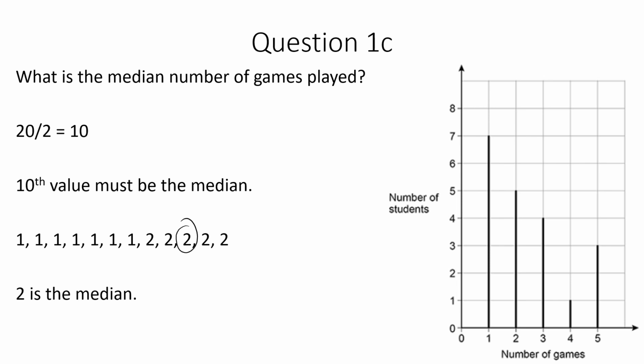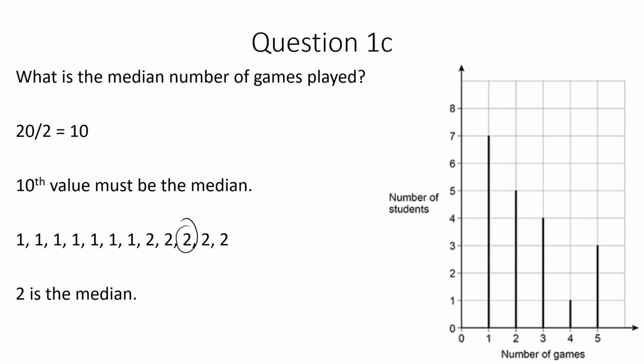You can just do it from just adding up the bars as well. If you think the first 7 numbers are going to be 1, then the next 5 are 2. So that's going to take you to the 12th value. So that should also tell you that 2 would be the median. Okay, you can sit and write a big list if you want to. It just takes a bit of time to do that.